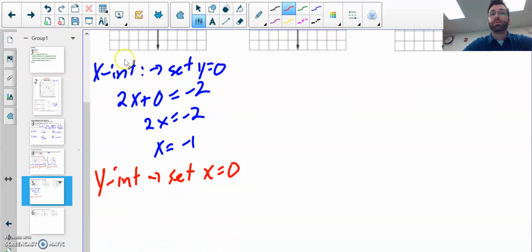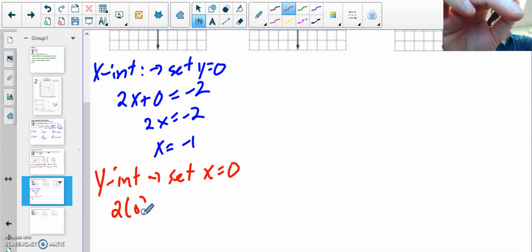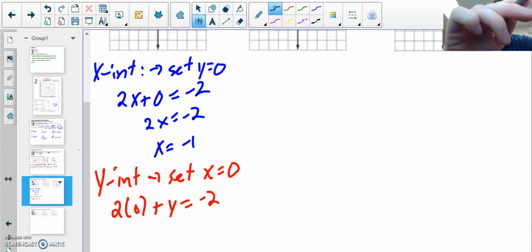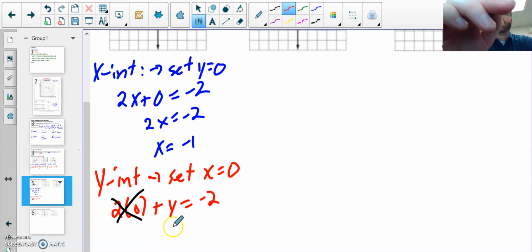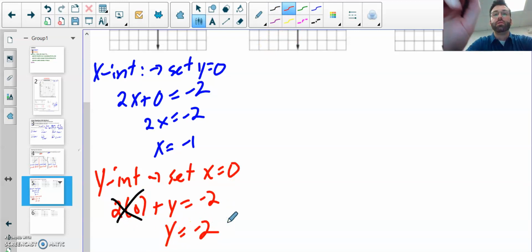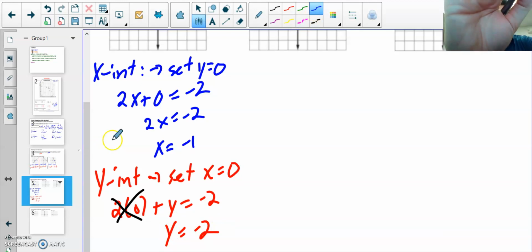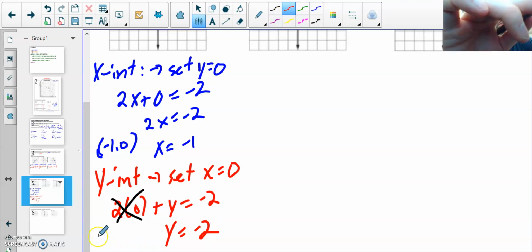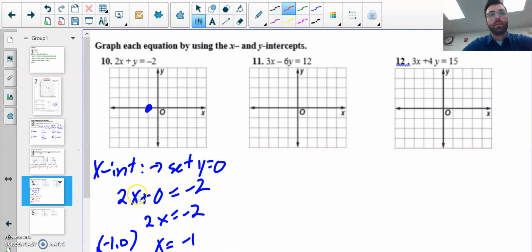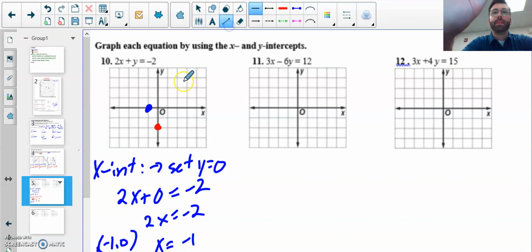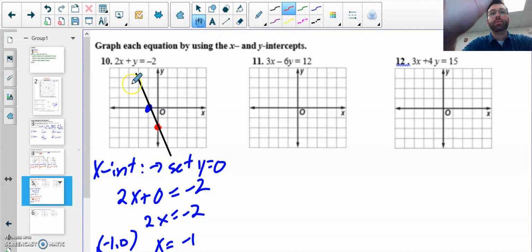Since x is 0, it's 2 times 0 plus y equals negative 2. Well, 0 times anything cancels out, and then y equals negative 2. So I'd write this ordered pair as negative 1, 0, and this ordered pair as 0, negative 2. That's supposed to be in red, sorry. I go to negative 2, make my line, and connect my dots. There you go.